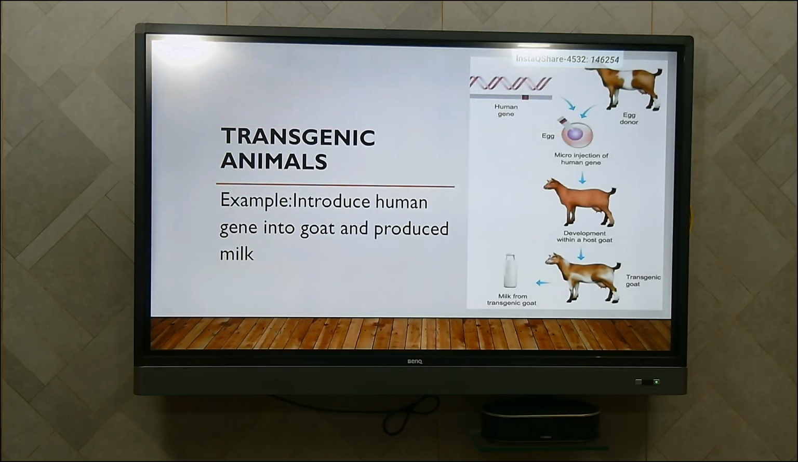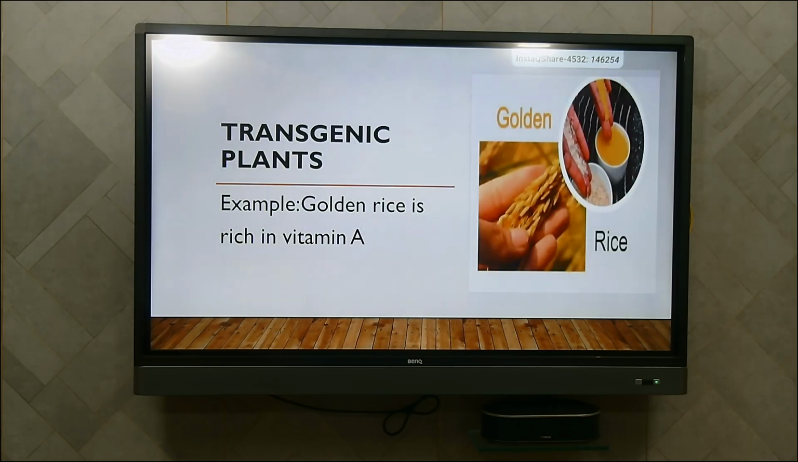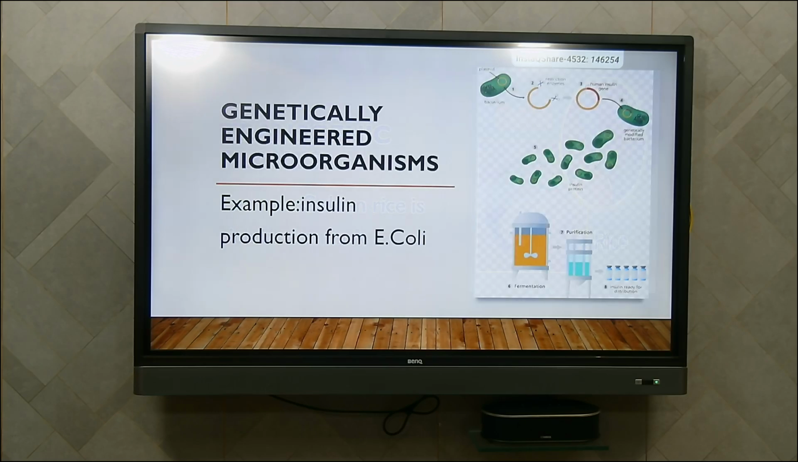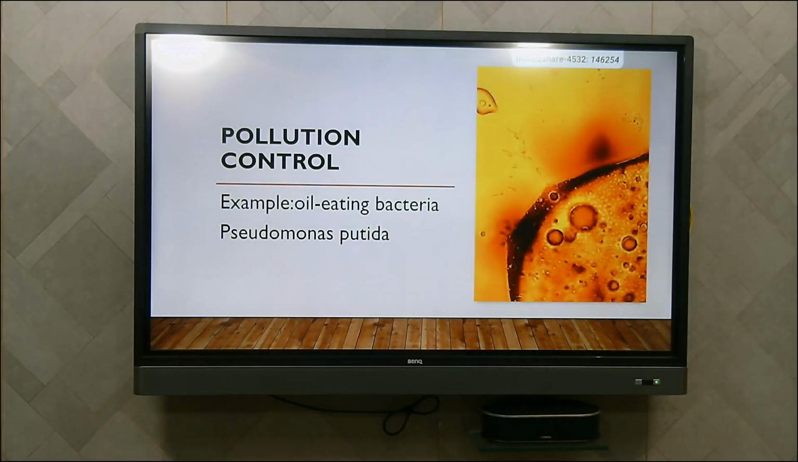This slide shows us the steps involved in the production of a transgenic goat. Golden rice is one of the best examples of transgenic plants. This slide shows the process involved in the production of insulin from Escherichia coli. Some oil-eating bacteria like Pseudomonas putida are used in oil pollution control.